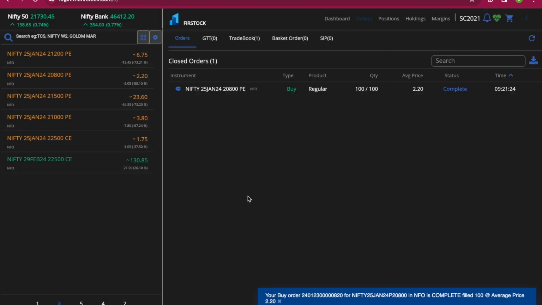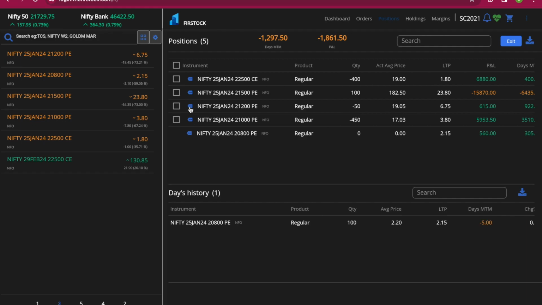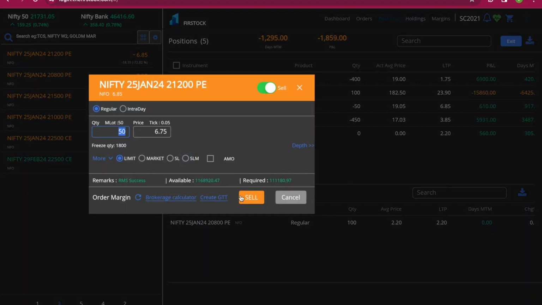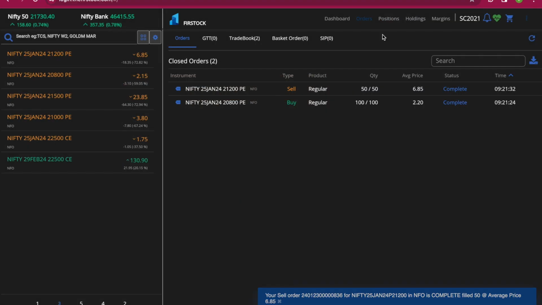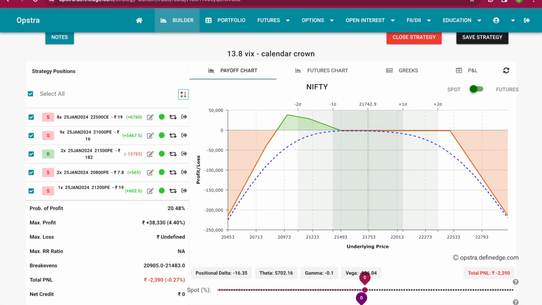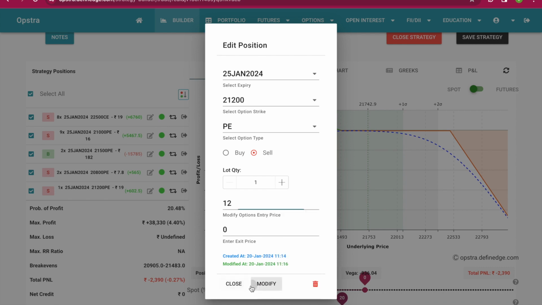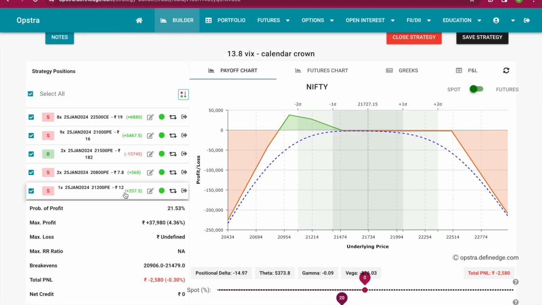We buy it. Yes, and then our margins are available for 21,200 PE. We'll just go ahead and sell this. Okay, so our margin is this now, 21,200 PE at 12.95. We'll just put it at 12 only and let's modify. So here it is.